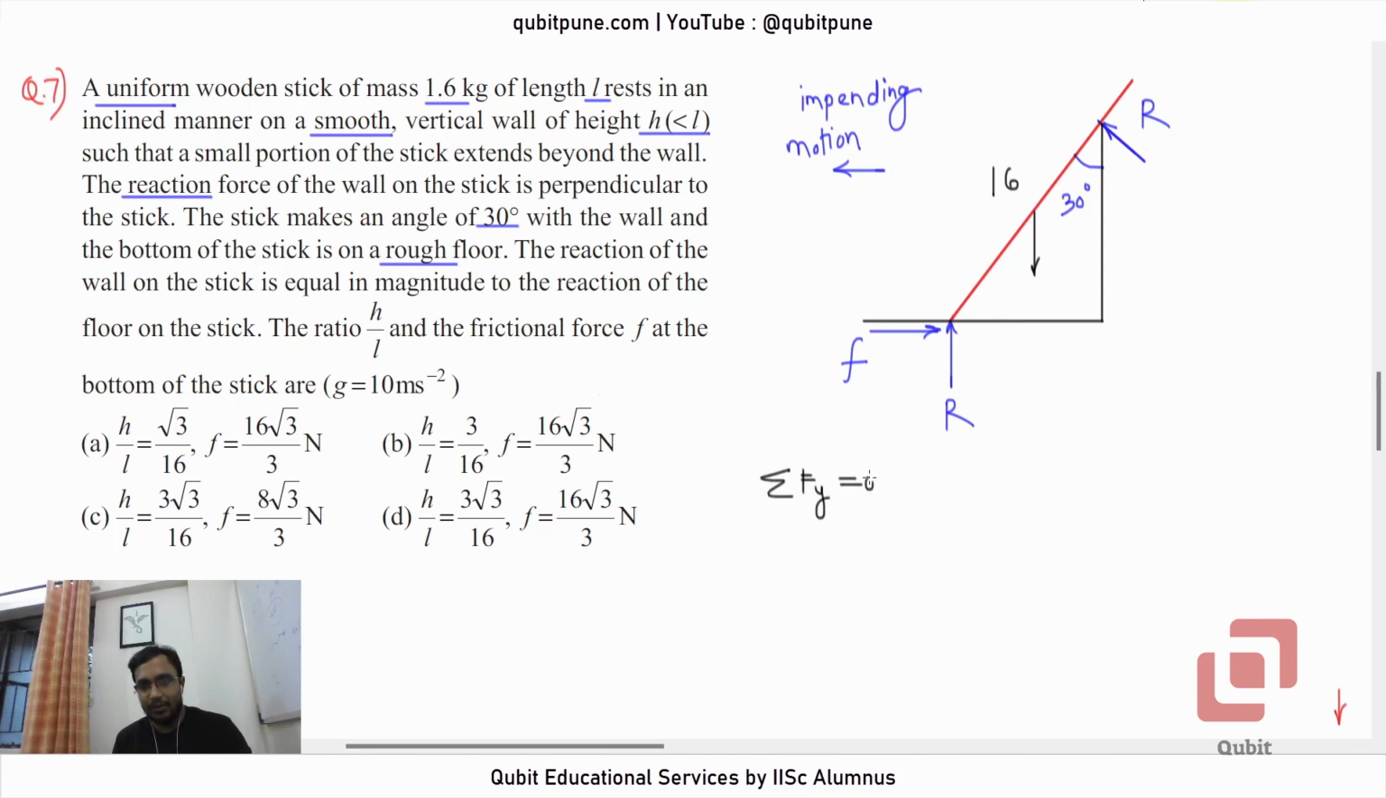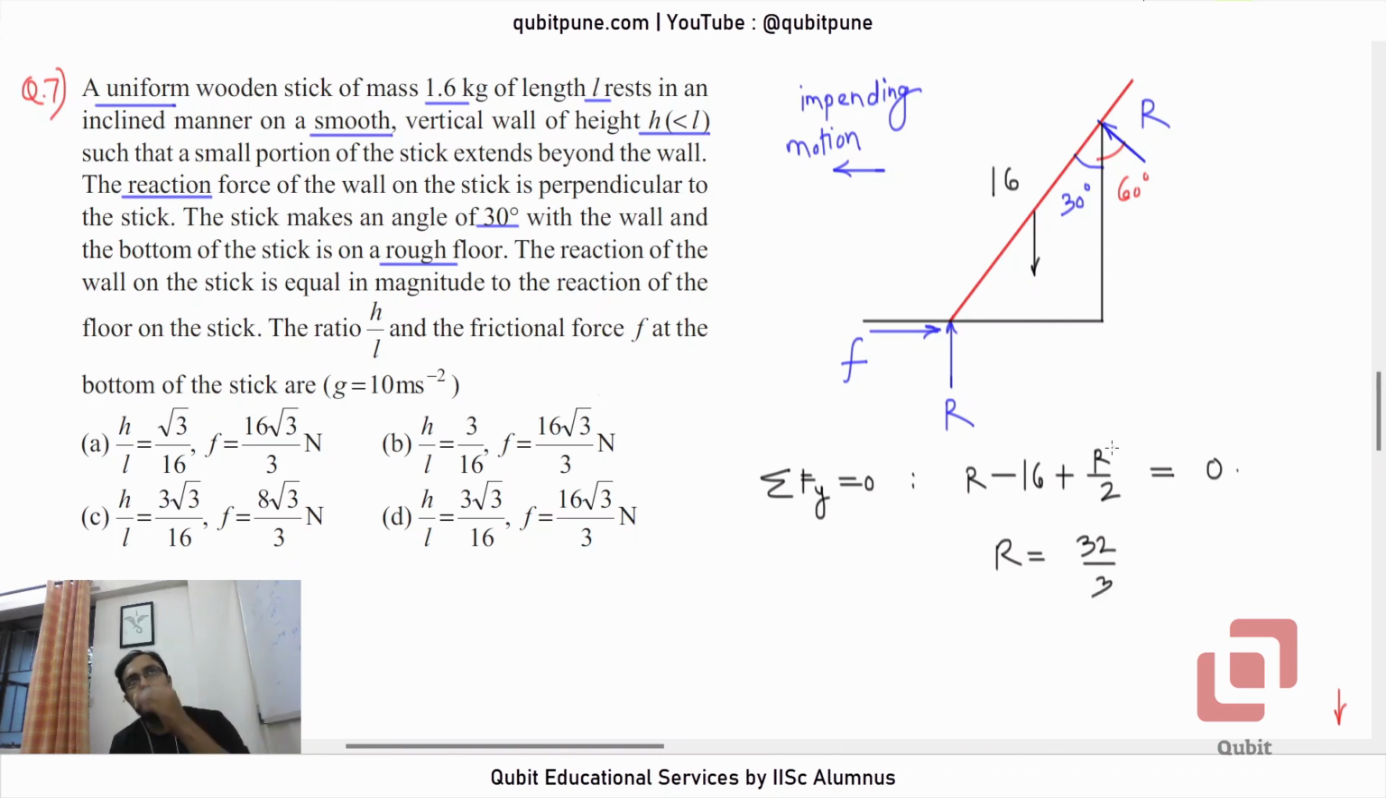Summation Fy equal to 0. R minus 16. R means the bottom R. This angle will be 60. So the vertical component of this reaction at the wall will be R cos 60 or R by 2. Is that clear? Capital R minus 16 plus R cos 60 or R by 2 equal to 0. Understood? So can I say that R is 32 by 3?